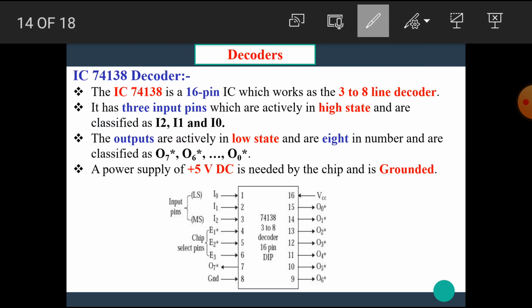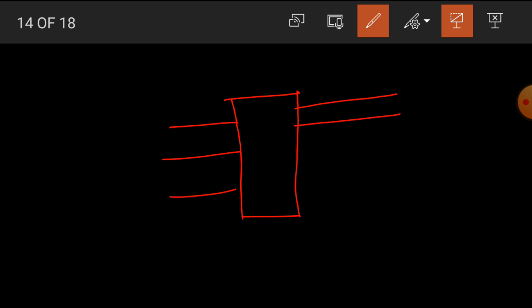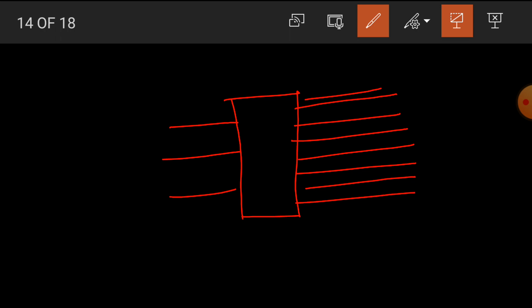Okay. Now let's see the next type of decoder, IC 74138 decoder. Here the IC 74138 is generally a 3 to 8 line decoder. First of all, we have to know what is the 3 to 8 line decoder. That means the decoder which has the 3 inputs and the 8 outputs is known as 3 to 8 line decoder. That means we can draw truth table for the same also.